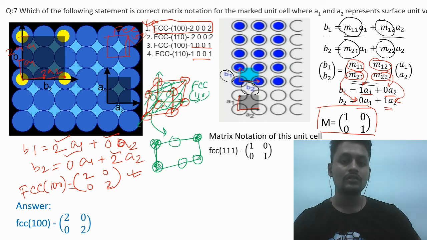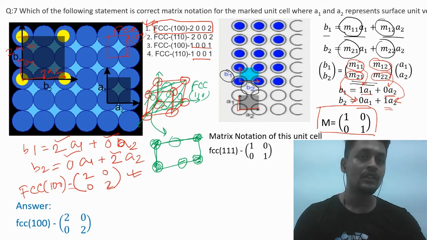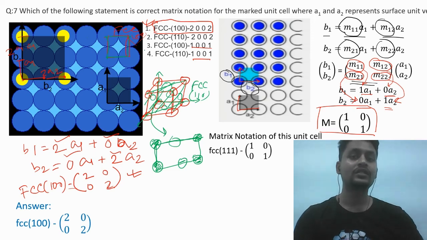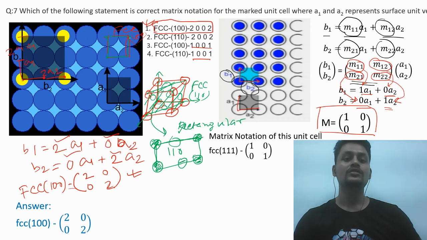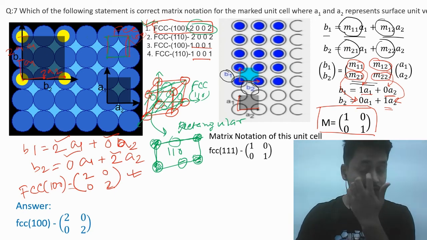But just see this. This is the FCC 110. So this is actually rectangular, and the unit cell given here is actually square. So obviously this cannot be 110, which is rectangular in symmetry. But here it is square. So that means this will be FCC 100. And the matrix we have discussed already. So this will be the answer, right? I think you have understood this.